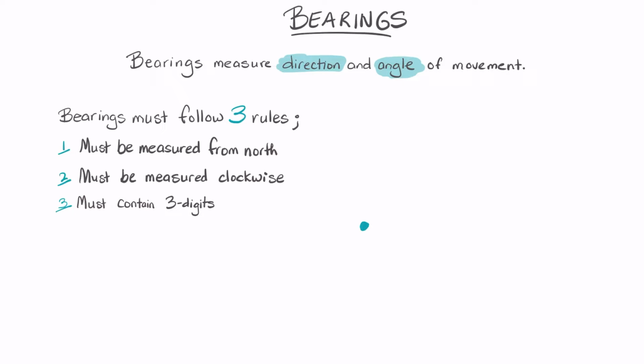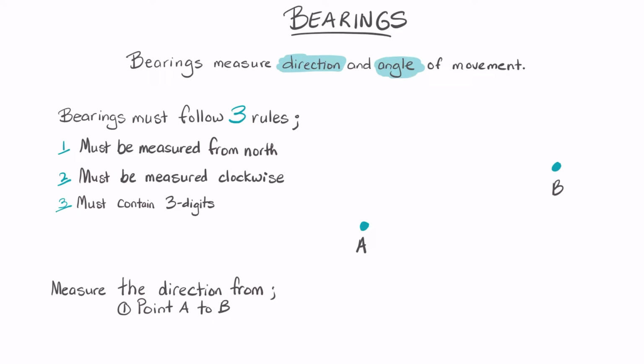We have 2 points on a map. We have point A and point B. Now let us find the bearings by measuring the direction from point A to B and also from point B to A. The first thing we'll have to do is put in the north line because, as I said, bearings must be measured from north. So we'll put in the north line for points A and B.